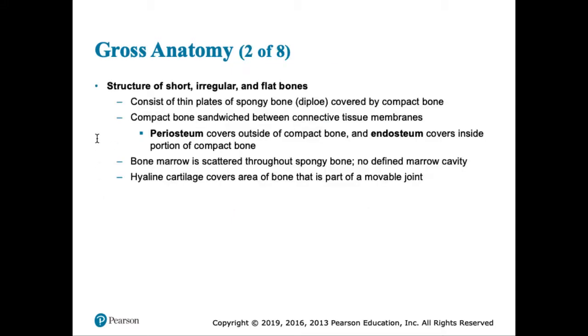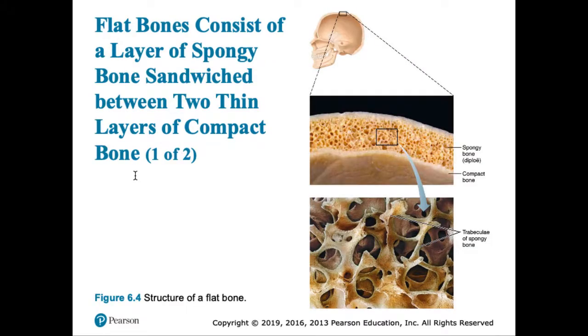Now, the structure of short, irregular, and flat bones: they tend to consist of thin plates of spongy bone, which is diploe, covered by compact bone, and sandwiched between connective tissue membranes. We have the periosteum, which covers the outside of compact bone, and the endosteum, which covers the inside portion of compact bone. Bone marrow is scattered throughout the spongy bone. There's no defined marrow cavity, and hyaline cartilage covers the area of the bone that is part of a movable joint. So if there's a joint there, you're going to have some cartilage that covers it as well.